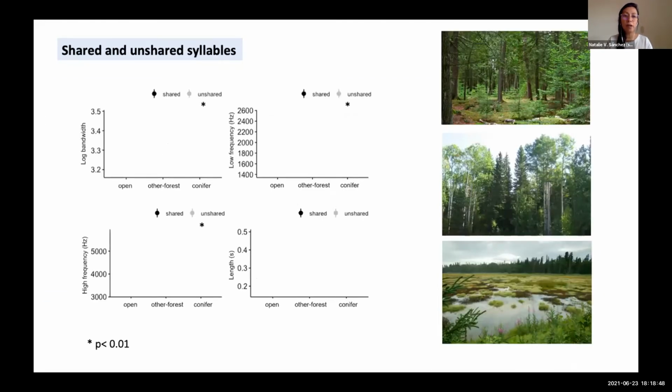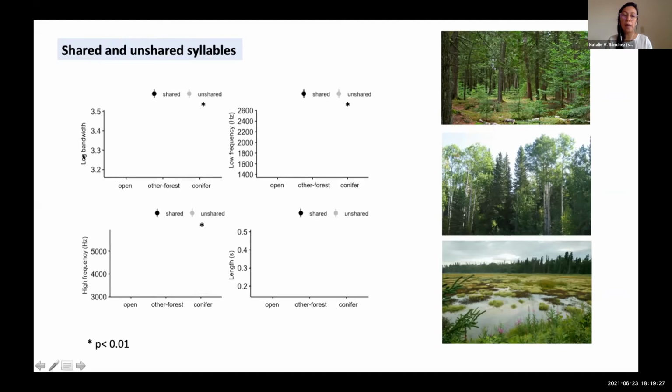Now, regarding shared and unshared syllables, we compared the acoustic characteristics again among three forest types, and we collapsed some of the forests, thinking about whether they were more open spaces in comparison to conifers, which is the more dense habitat. We collapsed deciduous forests and mixed wood, which were not super common in these studies. So usually other forests tend to be deciduous forests.